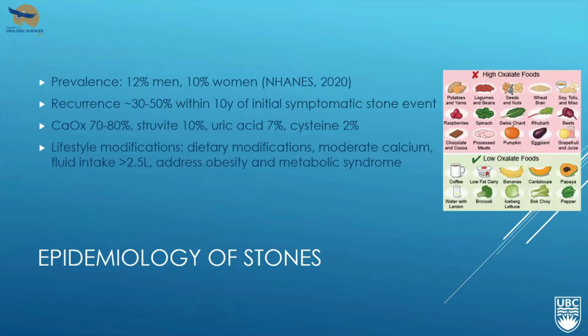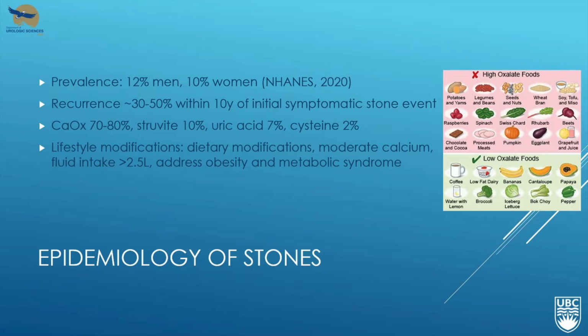Moving on to the epidemiology of stones, according to the National Health and Nutrition Examination Survey data, the prevalence of stone disease is about 12% in men and 10% in women lifetime. Amongst those, you can expect 30 to 50% having a recurrence within 10 years of initial symptomatic stone event. With regards to stone composition, calcium oxalate is by far and away the most common, with 70 to 80% of stones being calcium oxalate. Next is struvite at 10%, uric acid and cysteine at 7 and 2% respectively.